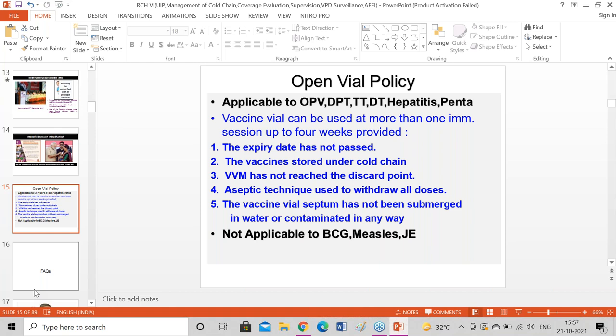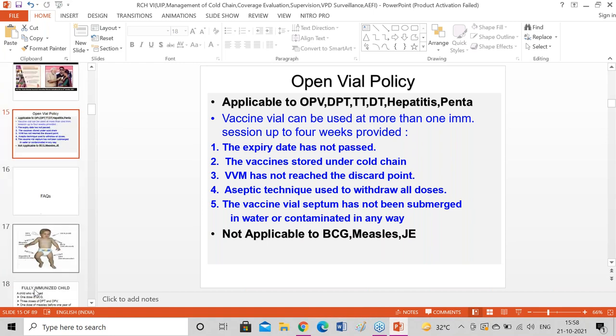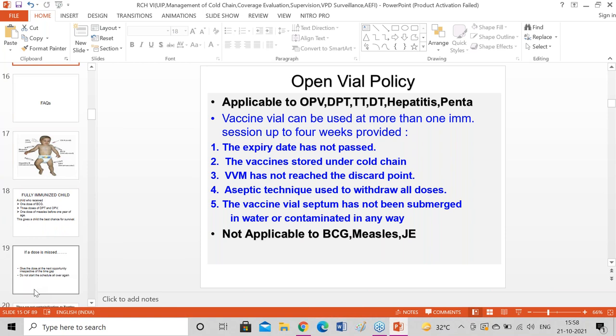the vaccines have been stored under proper maintained cold chain, the VVM or vaccine vial monitor has not reached the discard point, proper aseptic technique has been used to withdraw all the doses, and the vaccine vial septum has not been submerged in water or contaminated in any way. Only then can we continue using the vaccine for further sessions up till 28 days of opening of the vial.